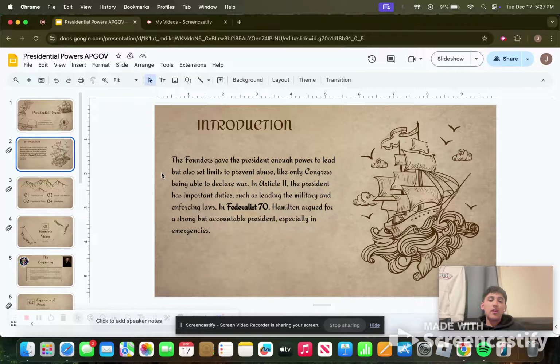Hamilton argued for a strong but accountable president, especially in emergencies. This balance of power was meant to help the president lead the country while preventing them from having too much control.